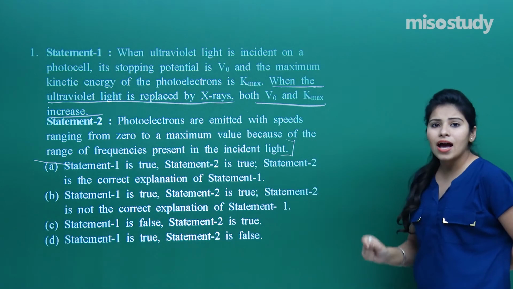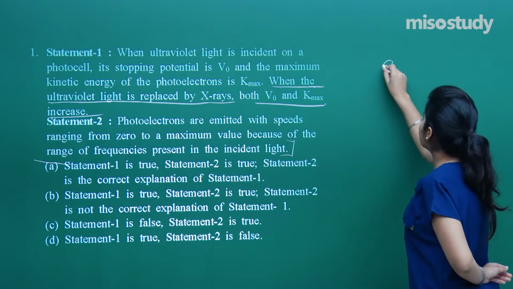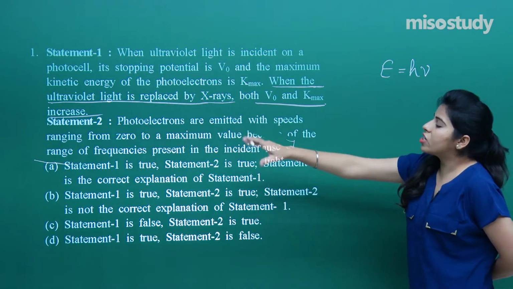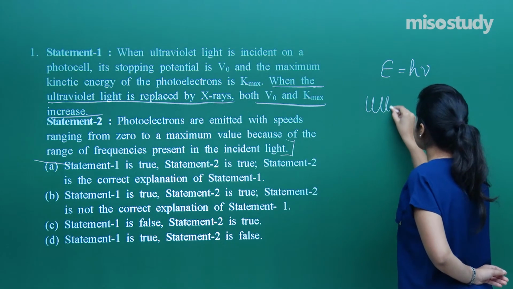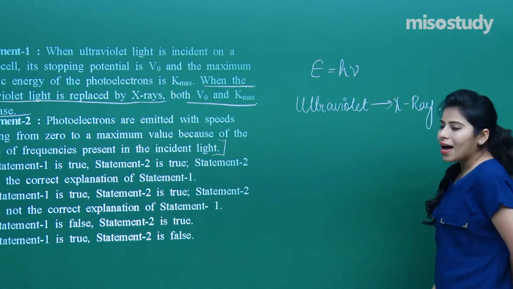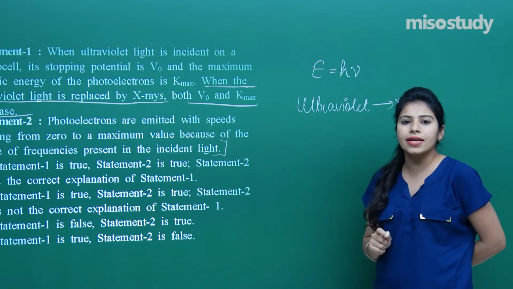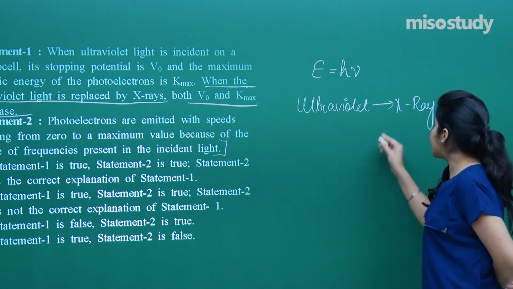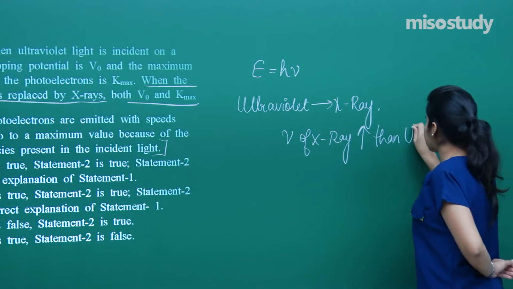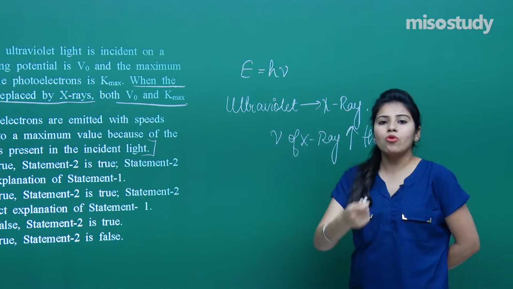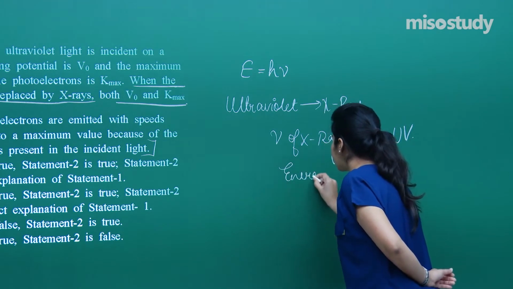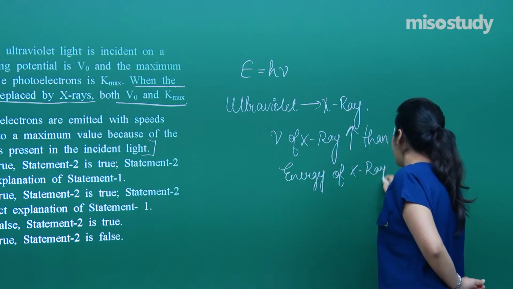Now I have to proceed with this question using E equals h nu. In the case when I am changing the light from ultraviolet to X-ray, I can say that the frequency of X-ray is higher than that of UV rays. If the frequency is higher, it is quite obvious that the energy would be higher because E equals h nu. So we will say that the energy of X-ray will be higher.